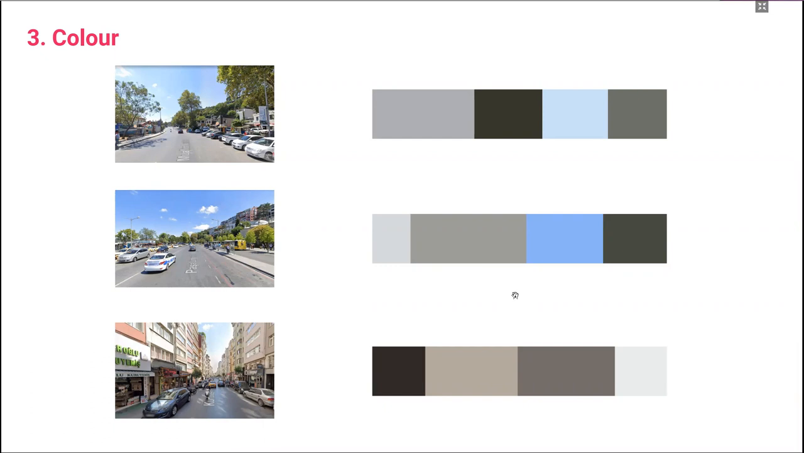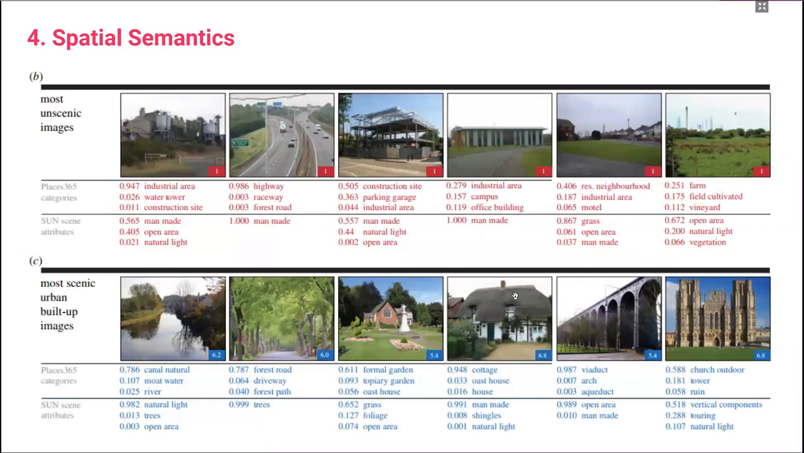I'll talk about correlations, and that is when you'll be able to appreciate the selection of the number of colors. Lastly, as I said, would be spatial semantics, and there are AI algorithms which, when you feed an image into them, will detect what we see in those images. For example, if you look at the first phrase of Places365 categories, the first phrase of each of the images, you'd find that it's pretty accurate.